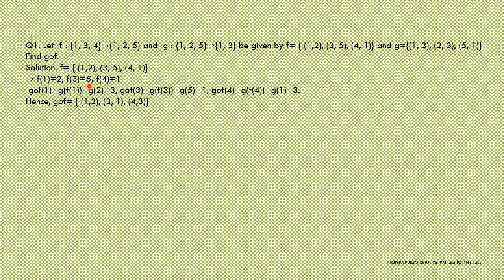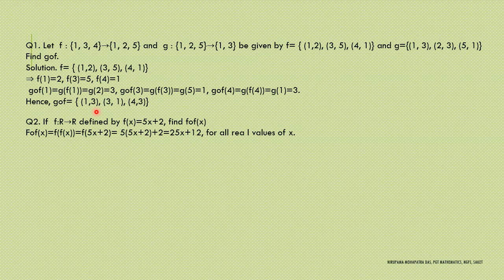f3 equal to 5 means here we are finding g5, that is equal to 1. And the third one is g of f4, that is equal to g1, so g1 equal to 3. So g of f is a set of ordered pairs containing (1, 3), (3, 1), (4, 3). Is it clear?